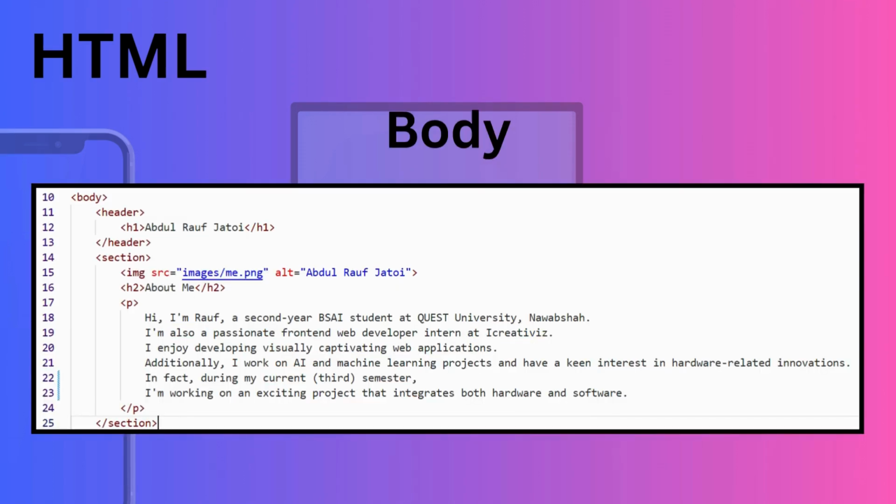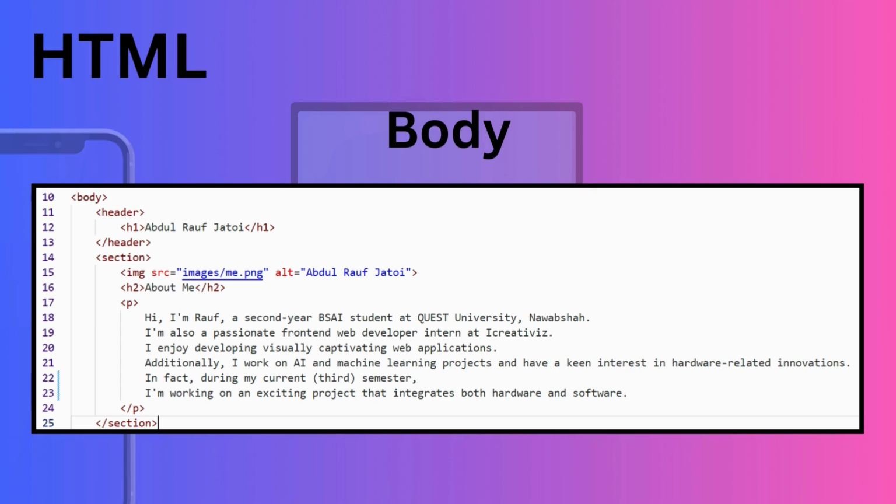The body section is the main part that will be shown in a website. In the body section, you can see first I am adding a header in a header tag, where I am naming myself, Abdul Rauf. After that, you can see I'm adding an image. For the image, I am using the img tag. After that, you can see I add the image, and then alt, the alternate text that will show if the image doesn't show in the browser.